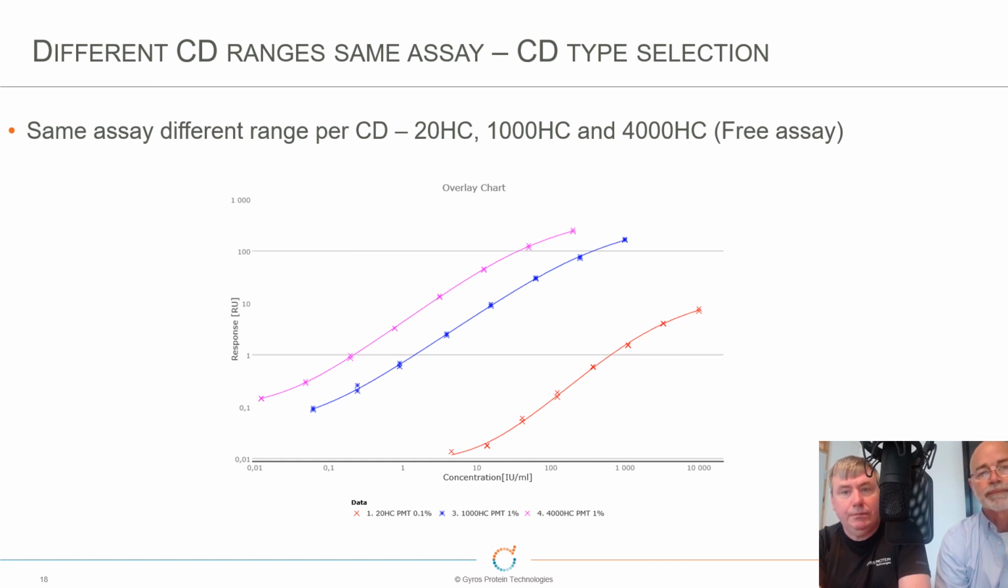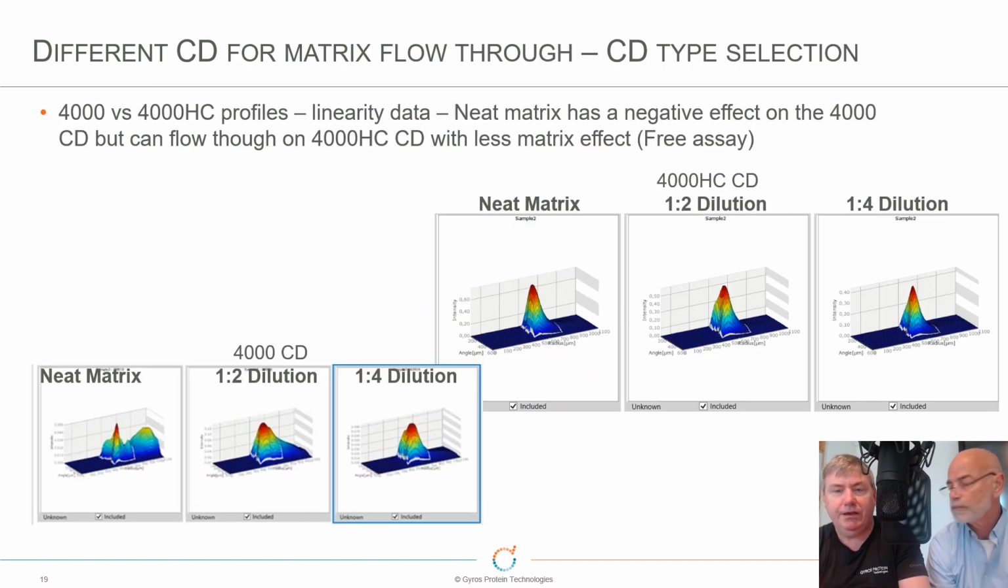So this really highlights the advantage of the high capacity CD for 100% matrix. You can see with the 4000 CD, when we look at the neat matrix sample, there's a huge matrix effect going on, and there's a lot outside the integration area of the viewer profile. And as you dilute the sample, you can see that this is starting to be diluted out. So if I was to use the 4000 CD, I would apply a minimum of 1 in 4 dilution, which obviously for free you may get dissociation of the complex.